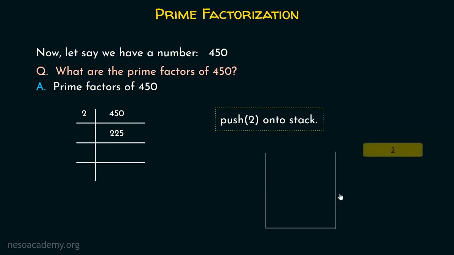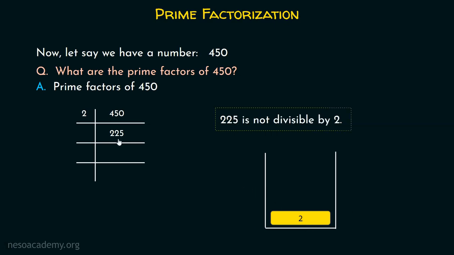Let us assume this is our stack and we want this element to be pushed inside stack. After pushing, this is how it looks. Now let's try to divide this number by 2. We know that 225 is not divisible by 2. Hence we will select a higher number. Let's take 3. 3 is also a prime number. Let's try to divide 225 by 3. 3 divides 225. 3 into 75 is 225, right?